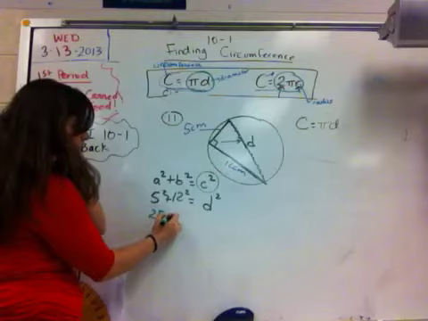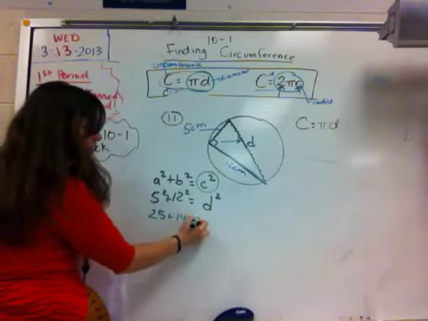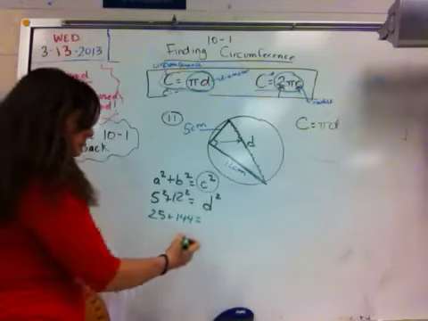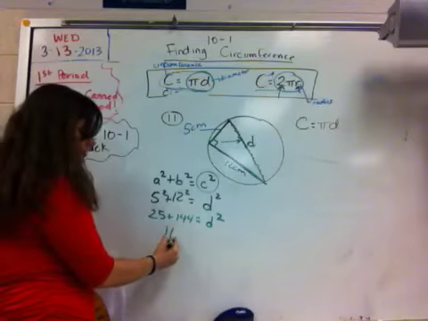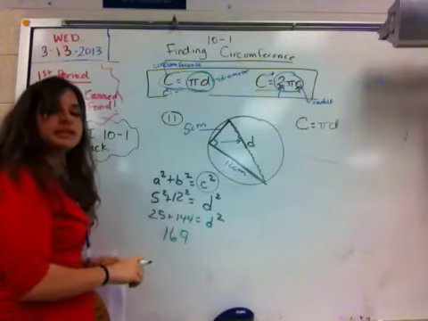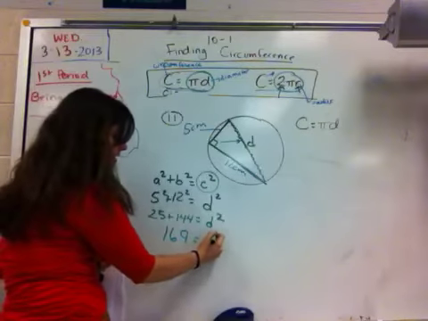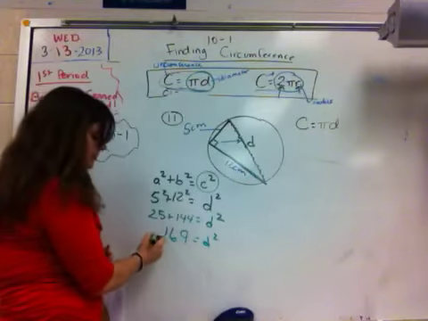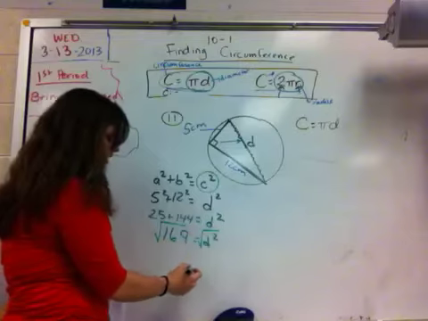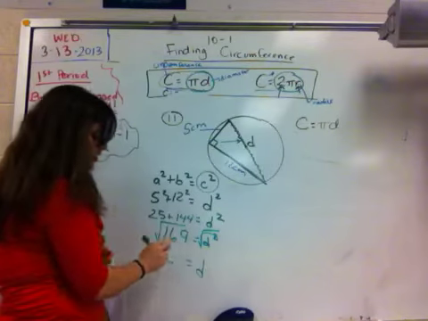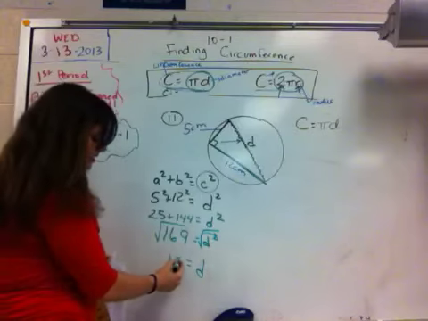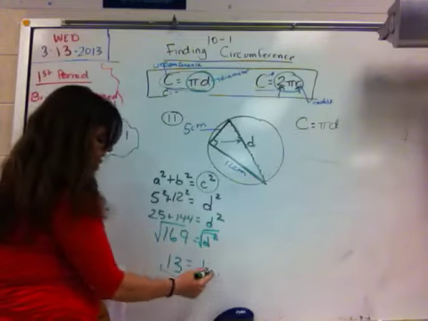5 squared is 25. 12 squared is 144. Add these together. You will get 169. 169 is a perfect square. If you didn't know that, just punch it in your calculator. What number are you going to get when you do the square root of 169? It will give you 13.